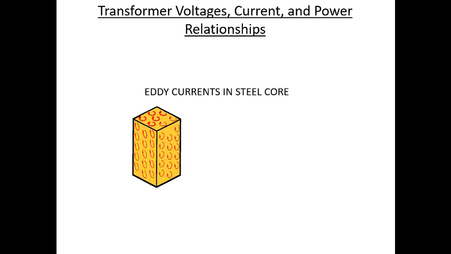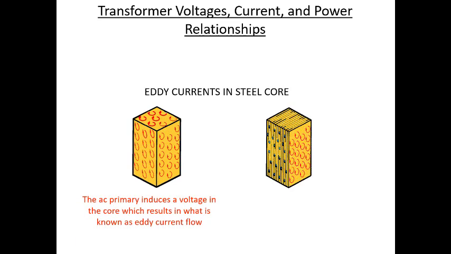Inside a core, if we used a solid block, we could get what's called eddy currents. Eddy currents are a type of current that obstructs the efficiency of the transformer.